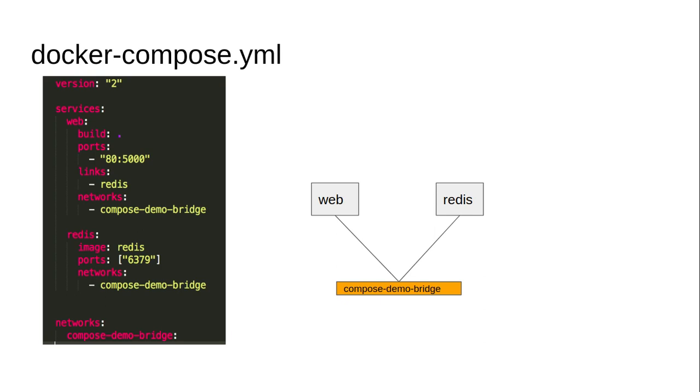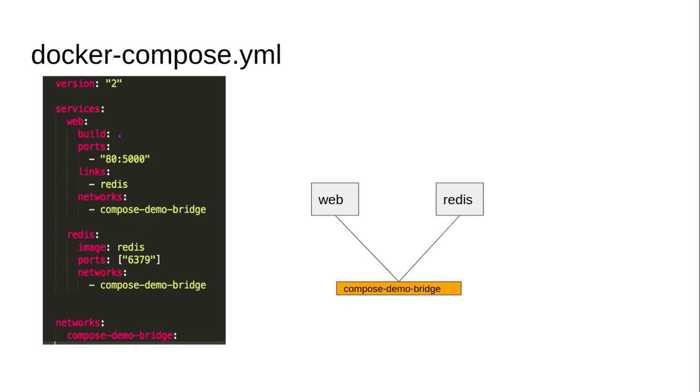And then the next element we have is networks. That means for this particular container I want to use this compose demo bridge network. We know how to create the networks. Now let's go to the next service, that is Redis.